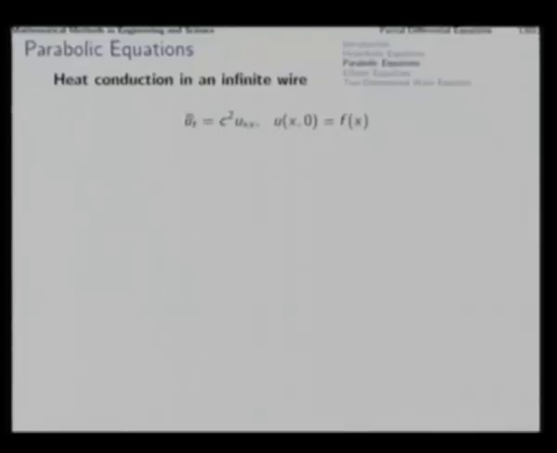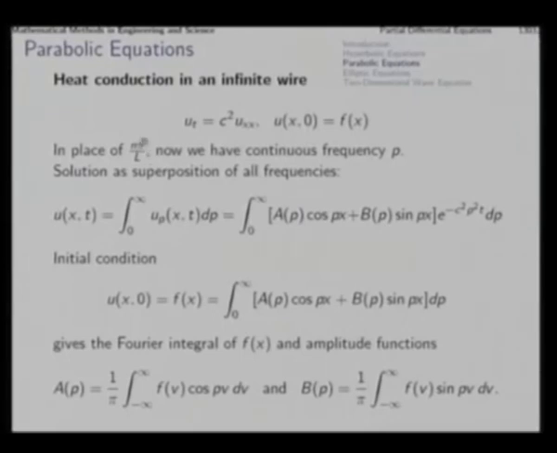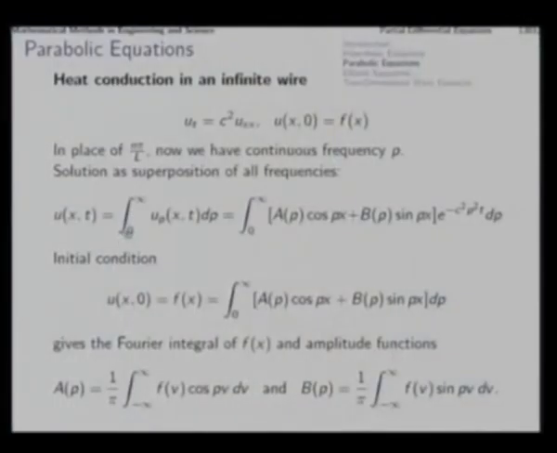So, over the infinite domain, this is a differential equation only with an initial condition; there is no boundary condition. So, in place of n pi by L, now we will have a continuous frequency variable p, and rather than finding solutions in the form of a sum of discrete components, we will find the components are now continuous. Therefore, the summation will be replaced by an integral.